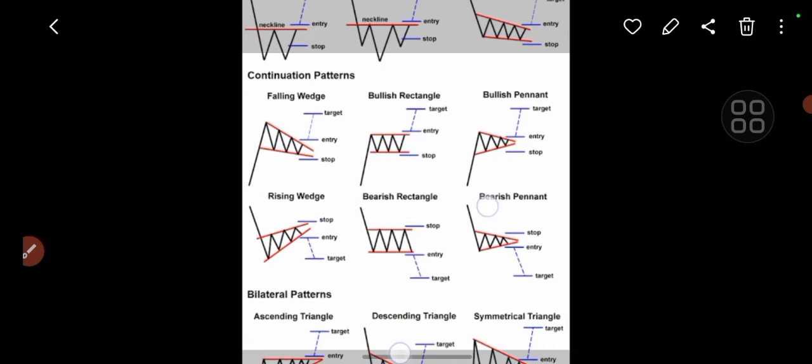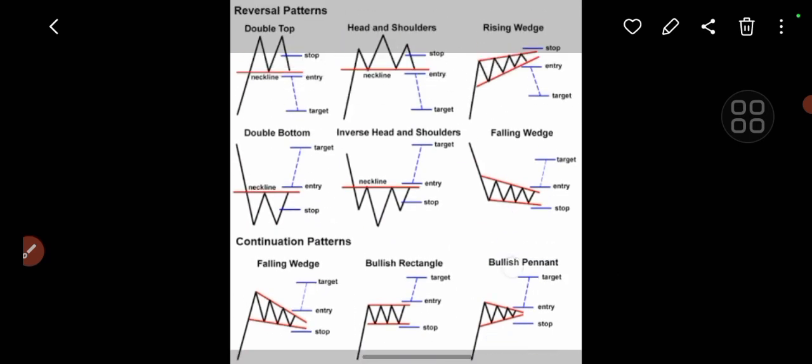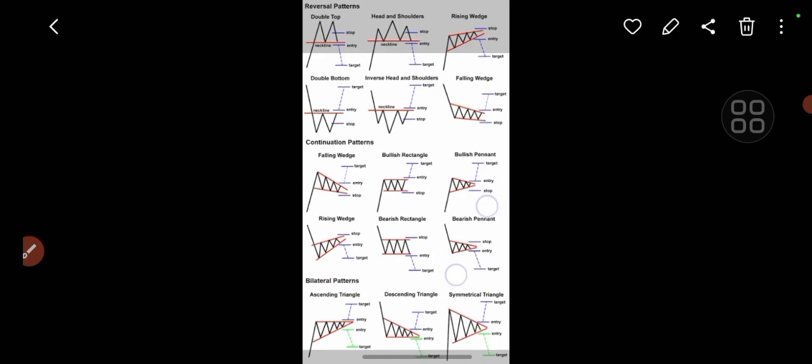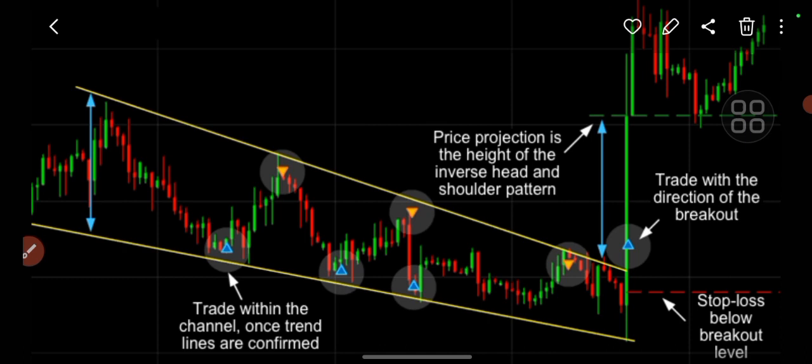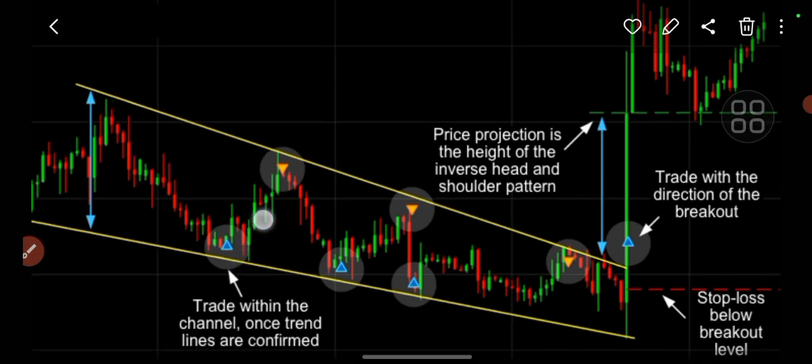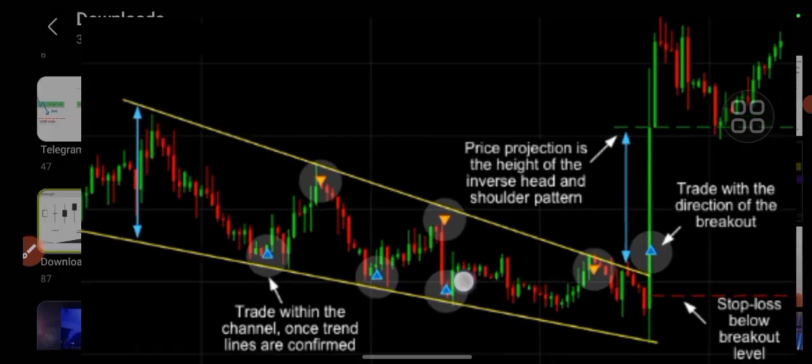You can know all these chart patterns: reversal chart patterns, continuation patterns, and all of this is with the line chart. You can know and identify them like this. This is a trend, a ranging trend. We call this a ranging trend, as you can see.